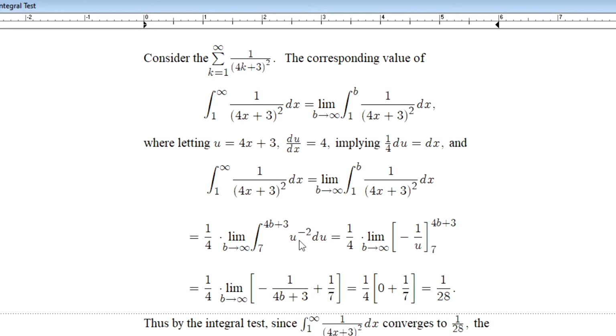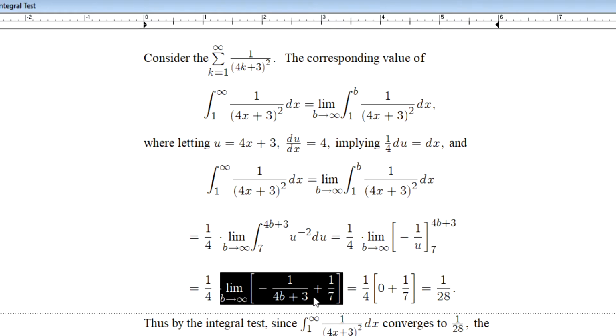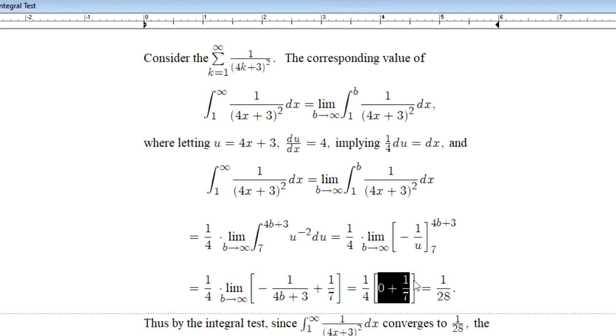Now if we evaluate the antiderivative of u to the negative second power, that is negative 1 over u, where we're going to evaluate that from 7 to 4b plus 3, which does yield negative 1 over (4b plus 3) plus 1/7. If we now evaluate the limit of that as b heads to infinity, it results in 0 plus 1/7, or 1/7 in value. When multiplied by that constant multiple of 1/4, it yields the value 1/28.